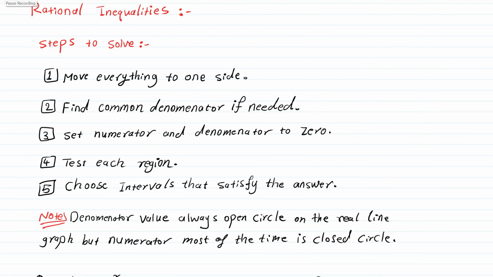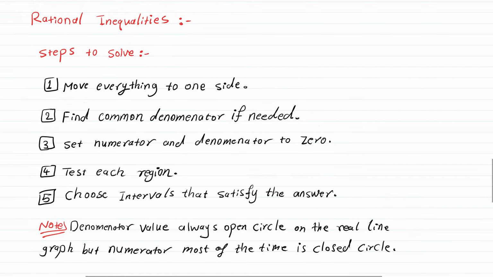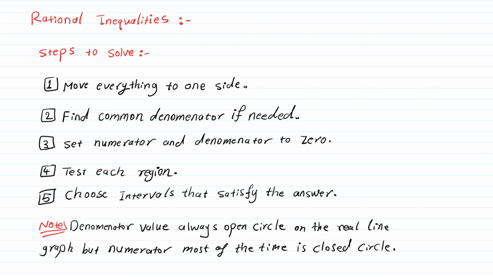Alright students, this is part 2 of the video, part of rational inequalities. We have some steps in order to solve rational inequalities. First step is what? Move everything to one side. You need to move all terms to one side. After that, find common denominator if possible or if needed.